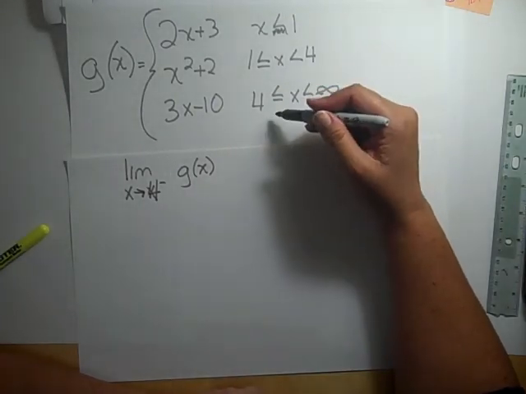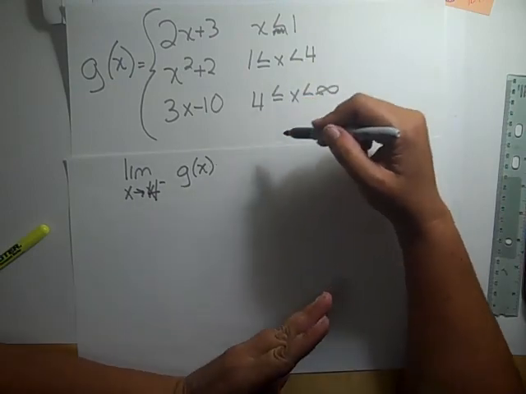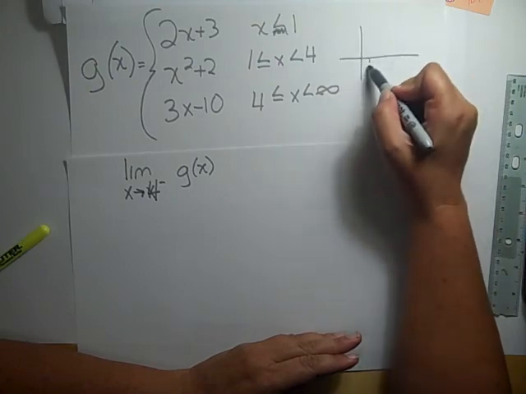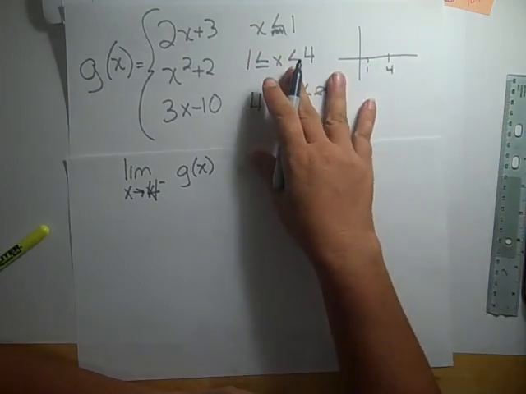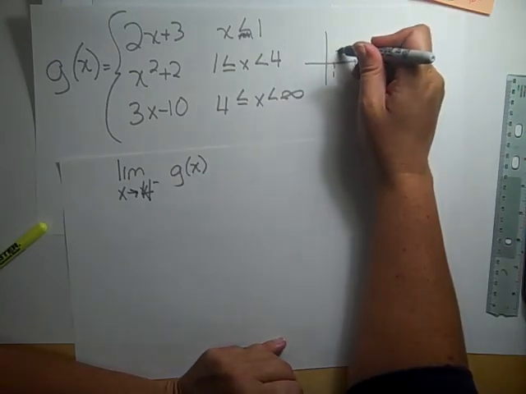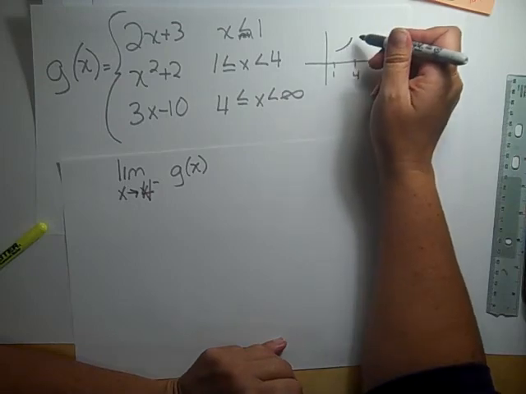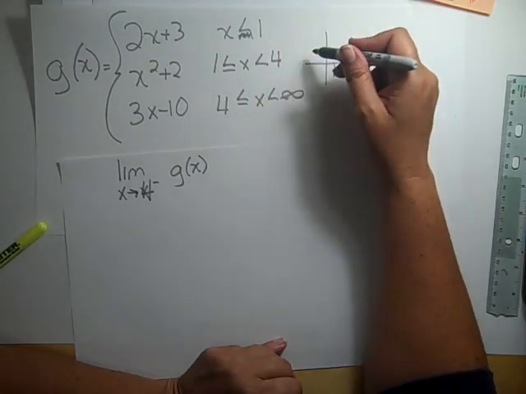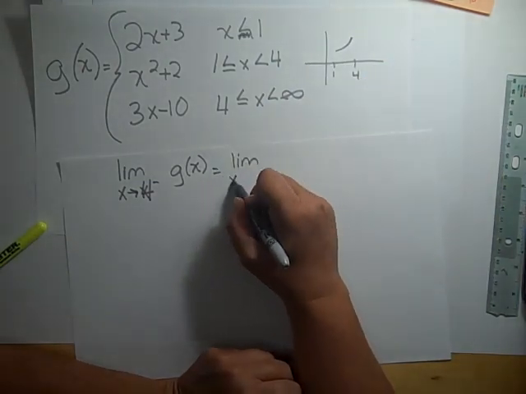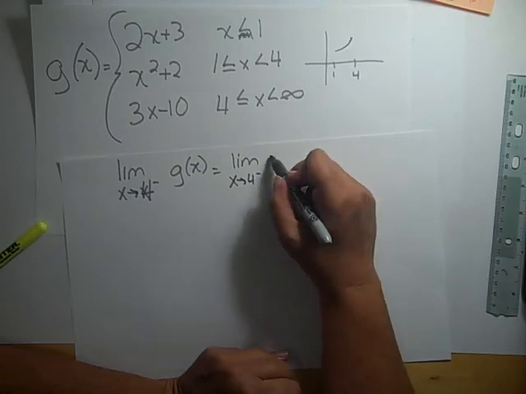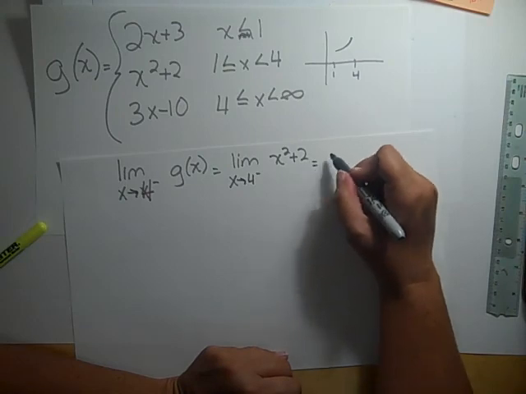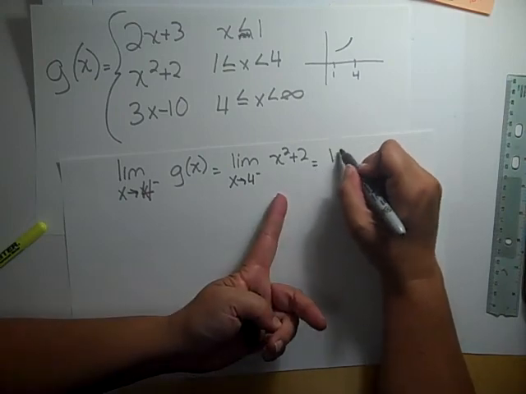We have two intervals involving 4. Which one brings us in from the left? This one does, right? This one goes from 1 to 4. So we're coming toward 4 from the left. Now we don't ever reach 4, but from the left we can say what the function intends to do. So that's going to be the limit as x approaches 4 from the left of x squared plus 2. That's going to be 16 plus 2. It's going to be 18.